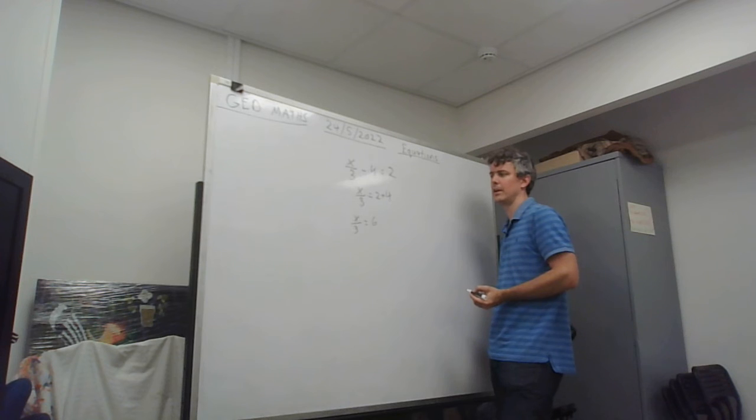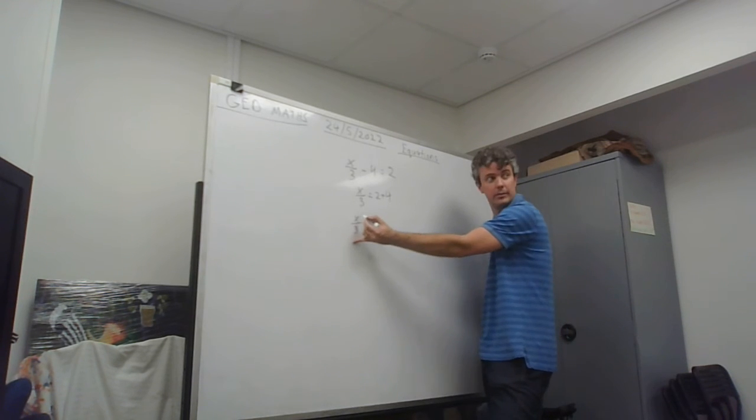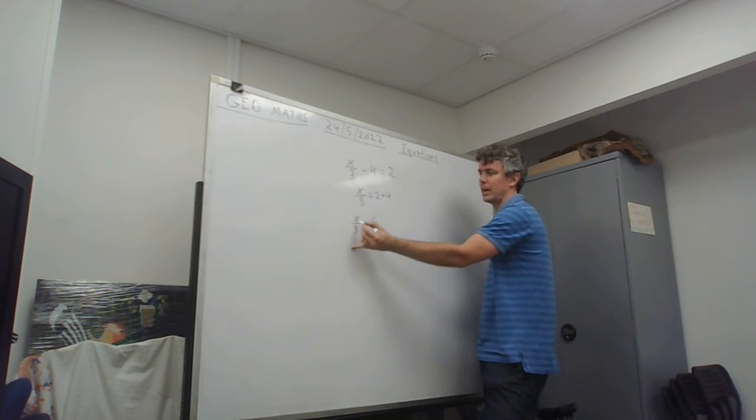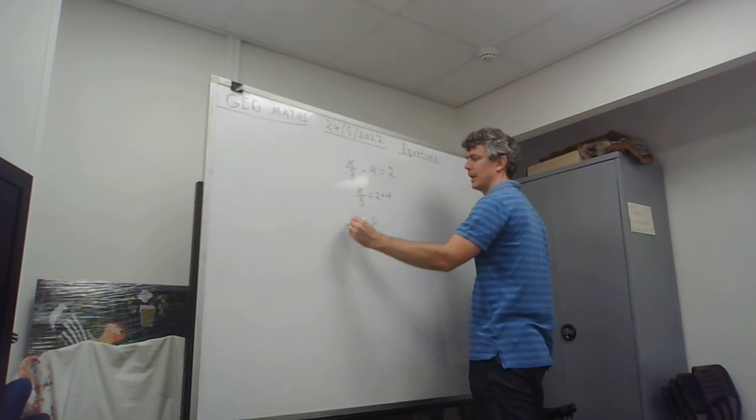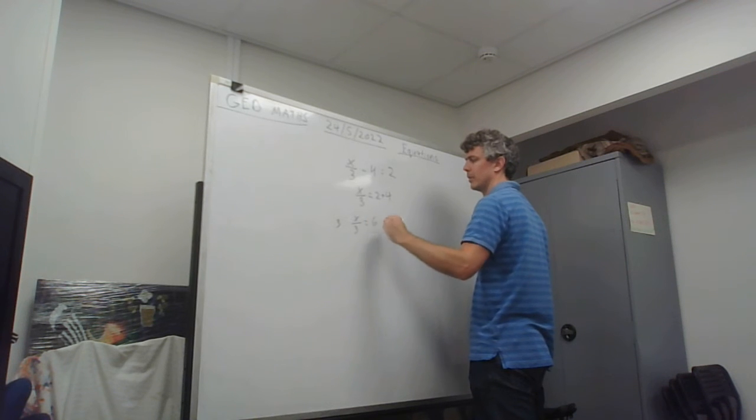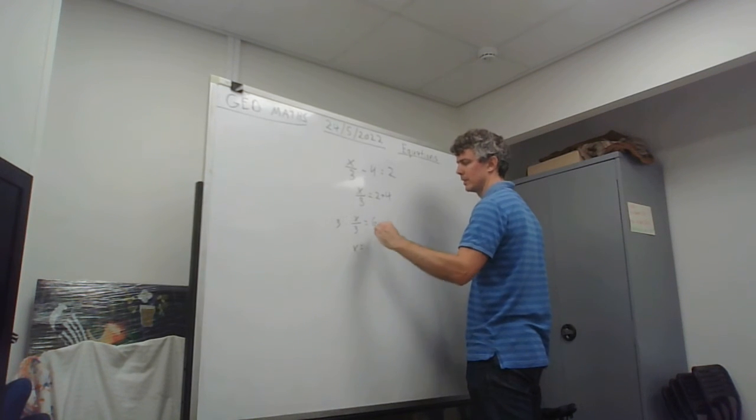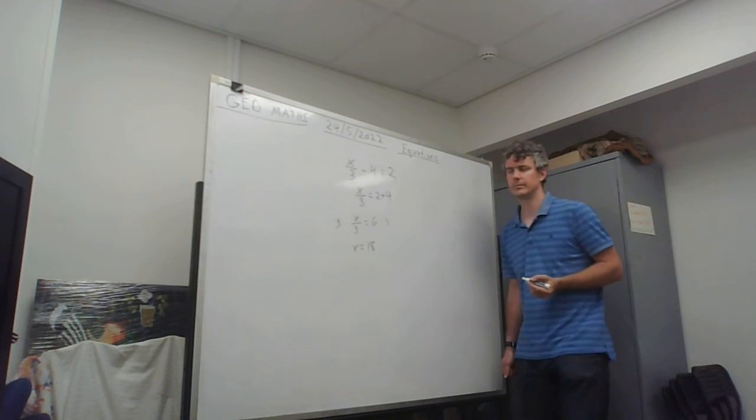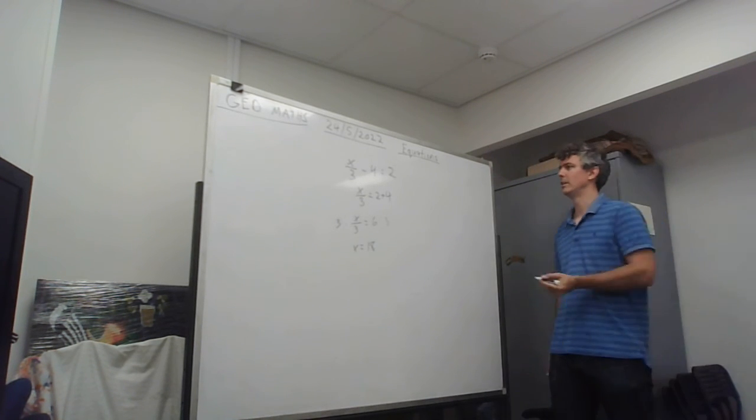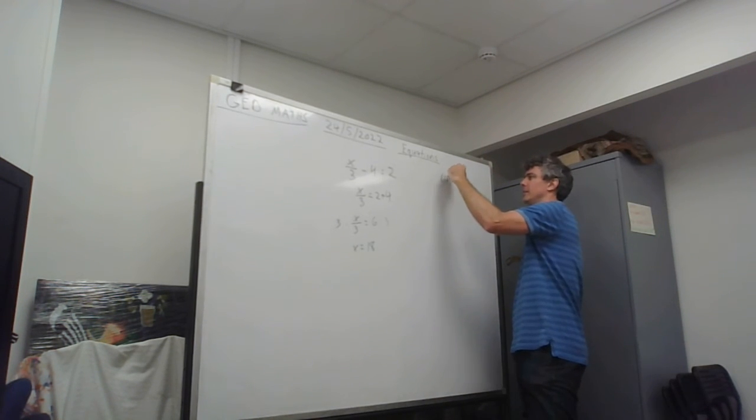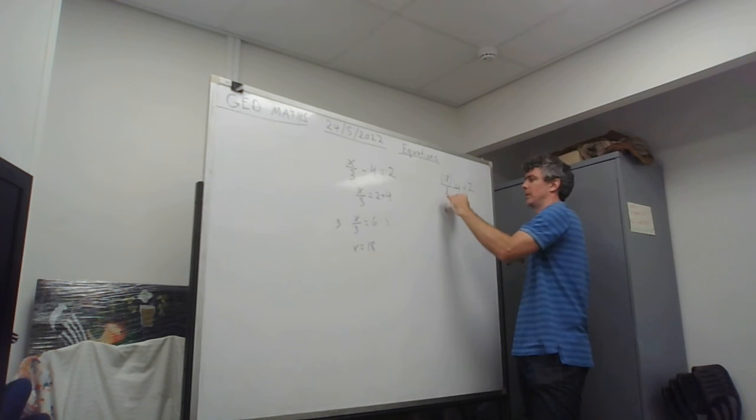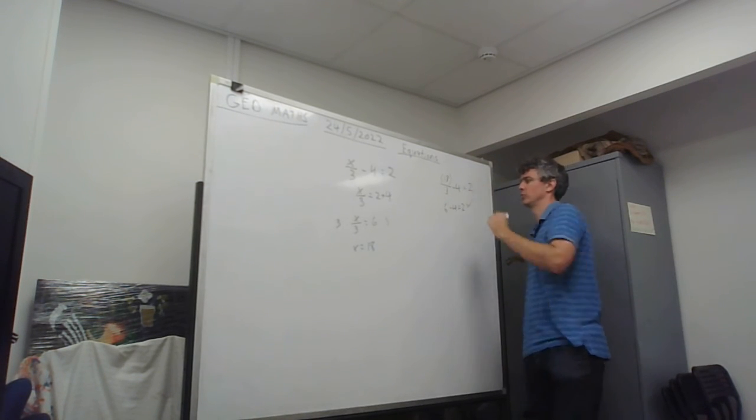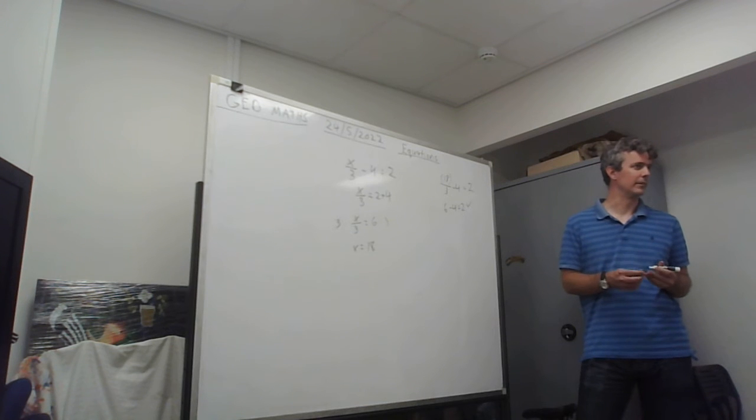Alright? Now we want x by itself. So we have this 3 here. How do we get rid of that? We multiply each side by 3. So multiply by 3, multiply by 3. So that's x equals 6 times 3, which is 18. You see that? And we can check it. 18 over 3 minus 4 equals 2. 18 divided by 3 is 6. 6 minus 4 equals 2. Check. You got it right.